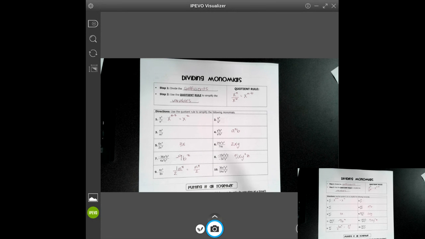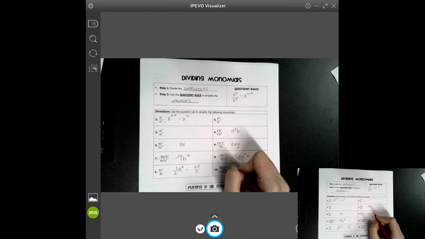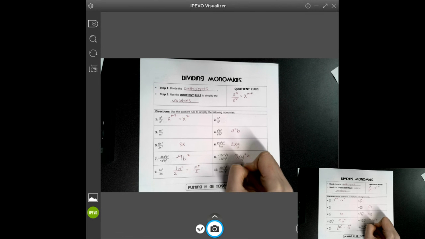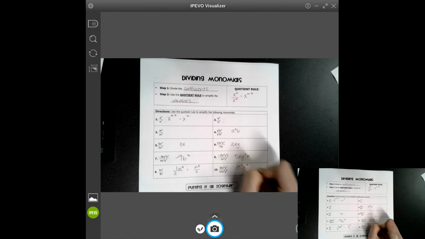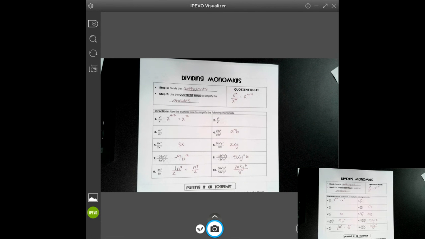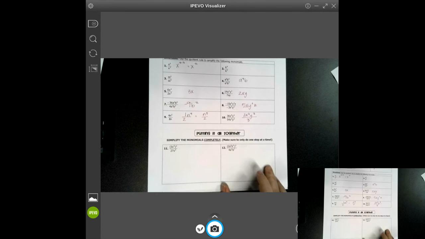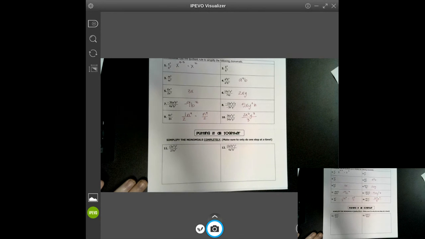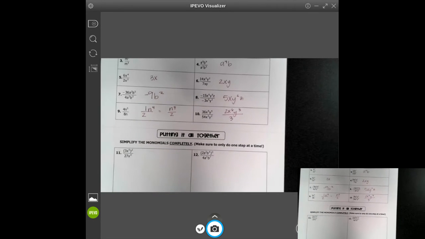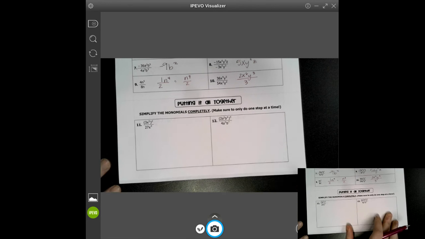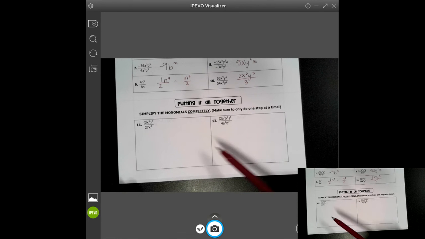So now that you've done number 10, you should have gotten 2x to the sixth, y to the third over 3. Okay, now we can't just know our rules in isolation. We have to be able to put all of them together. So we're going to try a couple of these ones where we have more than one rule being applied here. Let's see if I can get you a little bit closer here so you can see a little better. Okay, so I'm going to do number 11, and then you'll try 12.